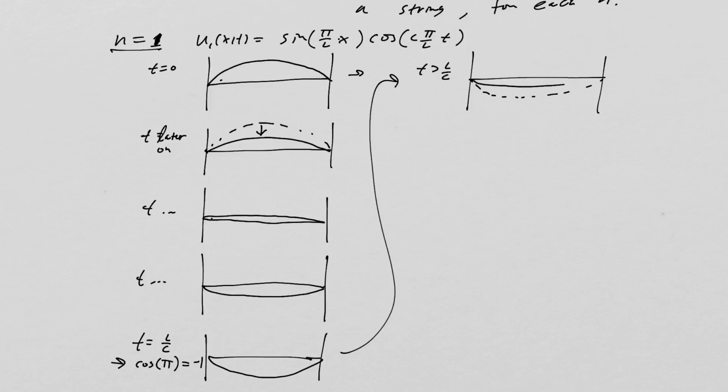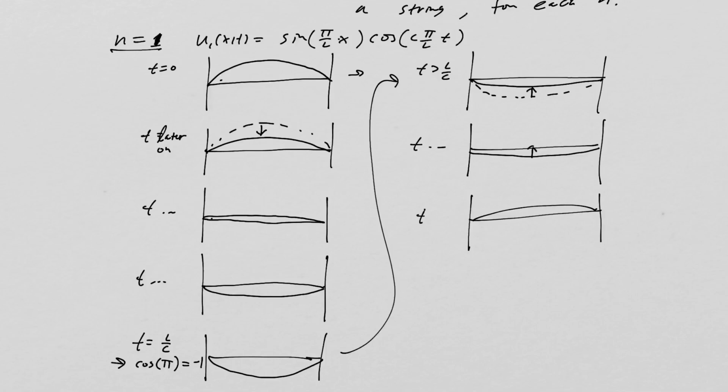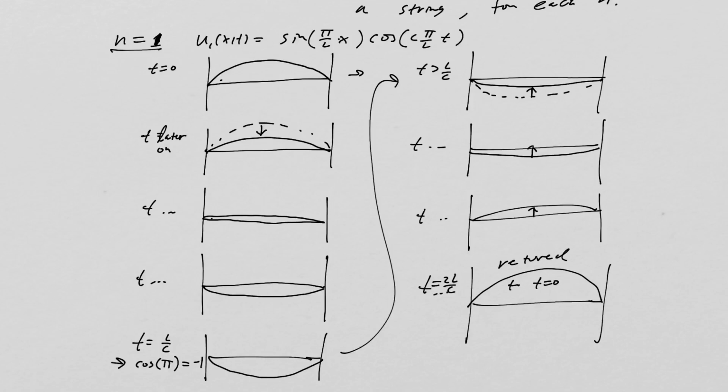We were down there, and now we're coming back up. And we go further on. We start coming back up, and we keep coming back up. And then we start returning. And then finally, when we get to t equals 2L over c, we've returned to the t equals 0 mark. And then we can do the cycle over again.